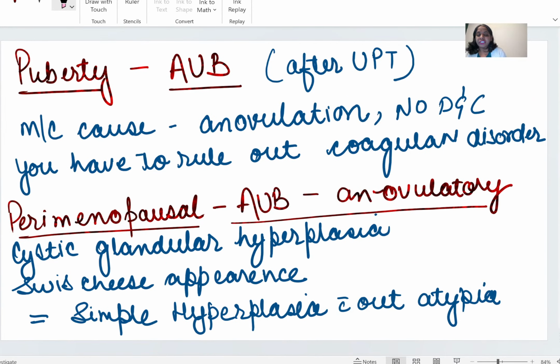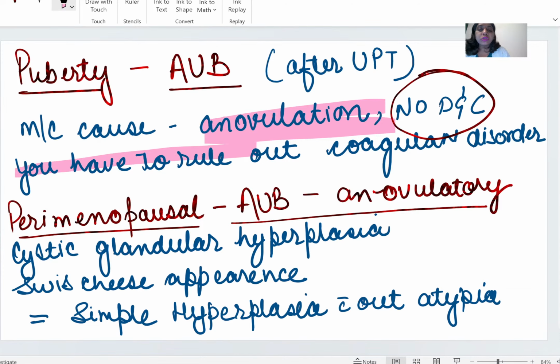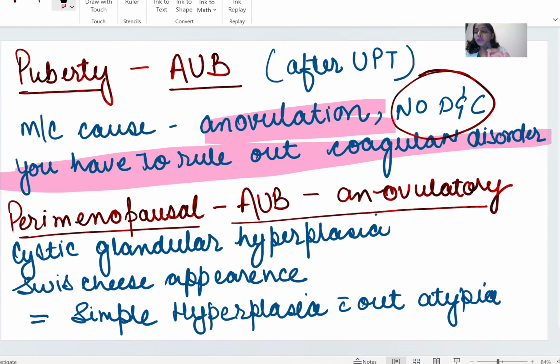Okay. Now let us see the patient who is coming with pubertal and anovulatory bleeding or AUB. The most common cause of pubertal AUB is abnormal uterine bleeding due to anovulation. Okay, in a young female you cannot do DNC. So please don't mark DNC as your treatment. In a young female, you also have to rule out coagulation disorders. So what is the main cause of AUB in puberty? The main cause of AUB in puberty is anovulation, and you have to rule out coagulation disorder, no doubt.